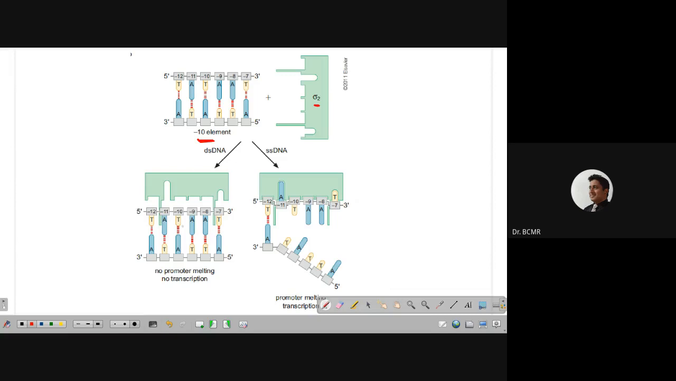So when it binds, it can remain as double-stranded DNA if it is like this. But if this A fits into this pocket and this T fits into this pocket like this, you're breaking some interactions here, and that will increase the probability of denaturation. So that will result in melting of the promoter. What is melting? It is the breaking of hydrogen bonds at the promoter region.